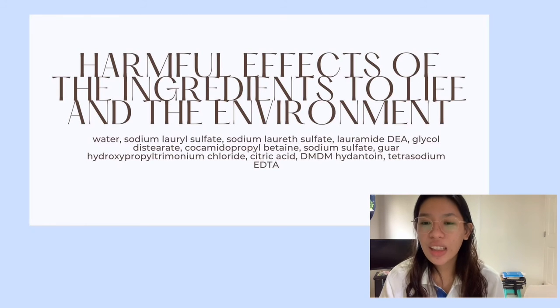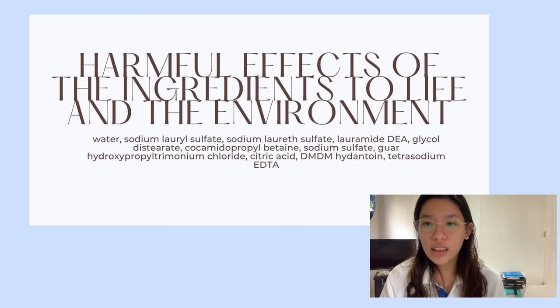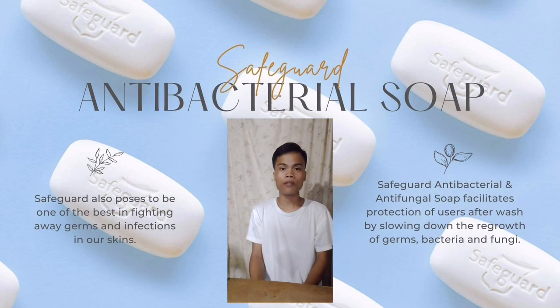The ingredients found in Safeguard's antibacterial soap might pose mild to severe hazards and risks to life and the environment, but that does not mean that it is unsafe to use. Each compound present in the composition of Safeguard's antibacterial soap balances one another. This means that the dangerous active ingredient, which is triclosan, is balanced out and supported by the inactive ingredients in order to reduce its level of toxicity or harmfulness. It also proves to be one of the best in fighting away germs and infections on our skin.